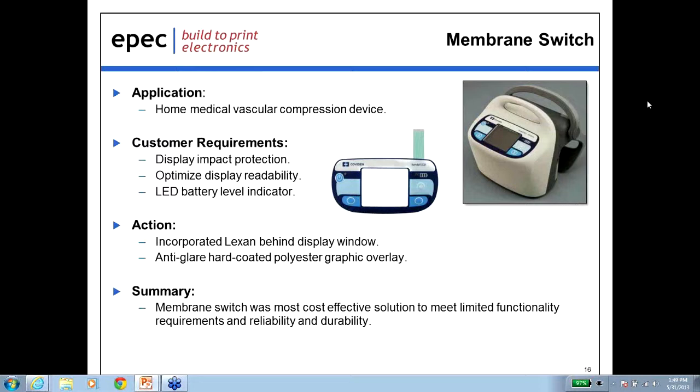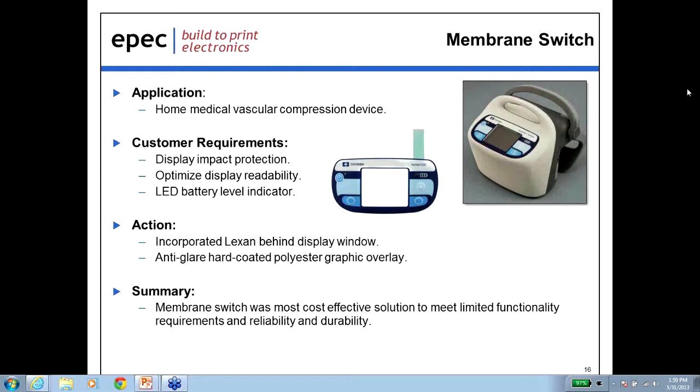One other thing I need to mention is we did touch base on washing down the products. And one thing that this part also incorporates is a continuous gasket of adhesive around the perimeter. So when this is getting washed down, there's not an open or a break in adhesive all around the perimeter for water or fluids to get into the circuit area, so it's well protected. So anyway, the membrane switch ended up being a very cost-effective solution for this home use product, which had some limited functionality.